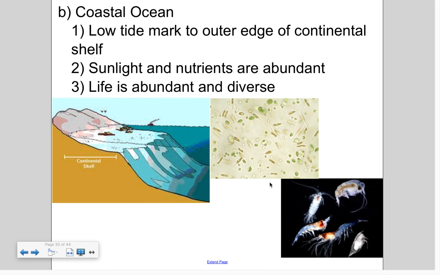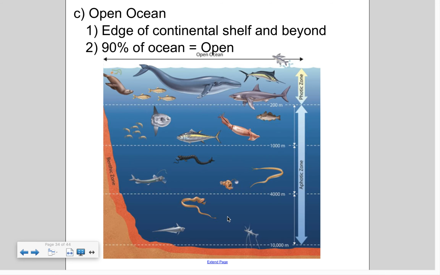The coastal region is the next layer, and it's the low tide mark to the outer edge of the continental shelf. So if this is my low tide mark, and here's the outer edge of the continental shelf before it drops off. We find here in the coastal ocean abundant sunlight and nutrients, and as a result, life is very abundant because now you have plants and there's lots of nutrients for those organisms to thrive on. Beyond the coastal ocean, you get the open ocean. It's the edge of the continental shelf and beyond. 90% of our oceans are open ocean.